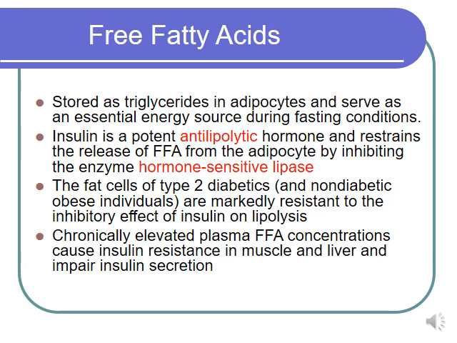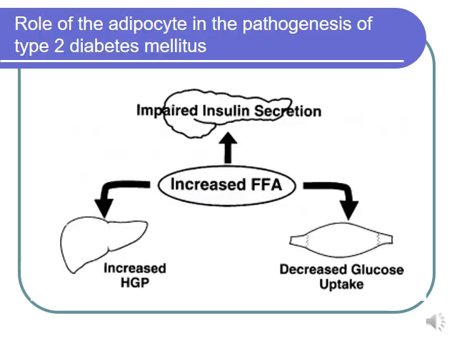And this chronically elevated plasma free fatty acid concentration causes insulin resistance in muscle and liver and impairs insulin secretion, thereby increasing the plasma glucose level. So further, this slide reiterates that increased free fatty acid causes impaired insulin secretion by beta cells of the pancreas, and causes the liver to increase glucose production and makes the muscle decrease the uptake of glucose. All will lead to an increase in the blood sugar level.